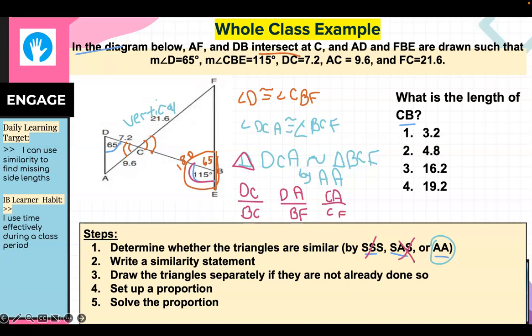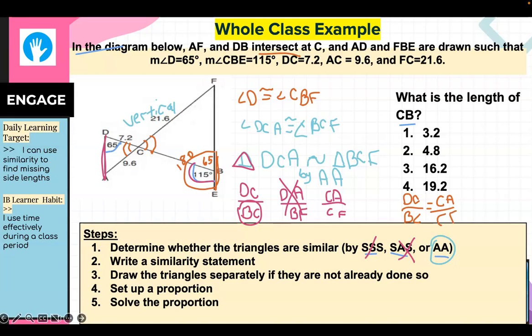Now they're asking for CB. Which one of these has CB in it? We know CB is right here, so I have to use something with DC over BC. And now I also have to ask, what do I know? I don't know DA. I don't know the length of this line, so I'm not going to use this. I'm going to use what I know to help me find what I don't know. So I'm going to set up a proportion: DC over BC equals CA over CF.